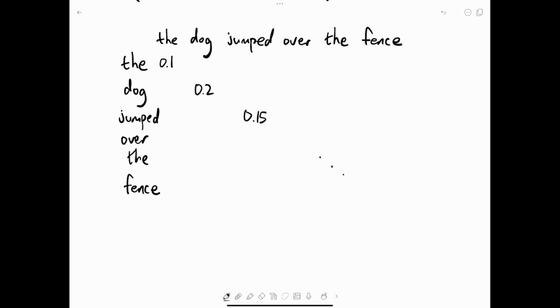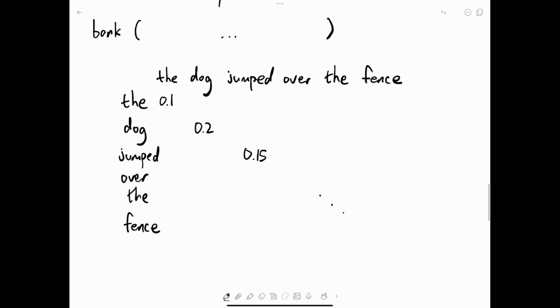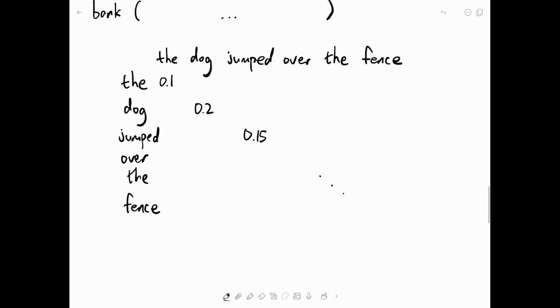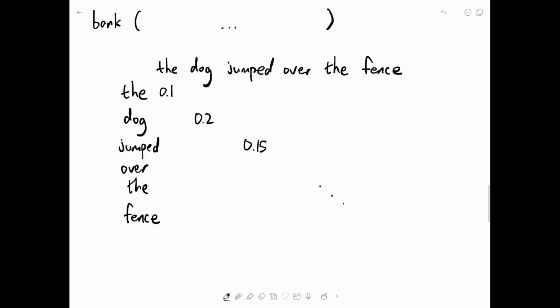And so on, along the diagonal. And the idea is that the word jumped might have an attention score with fence. Or over might have a high attention score with the fence. Because essentially what's happening is that we want to give an association between each word and every other word in the sentence. So for every pair of words in the sentence, we want to give that an attention score.